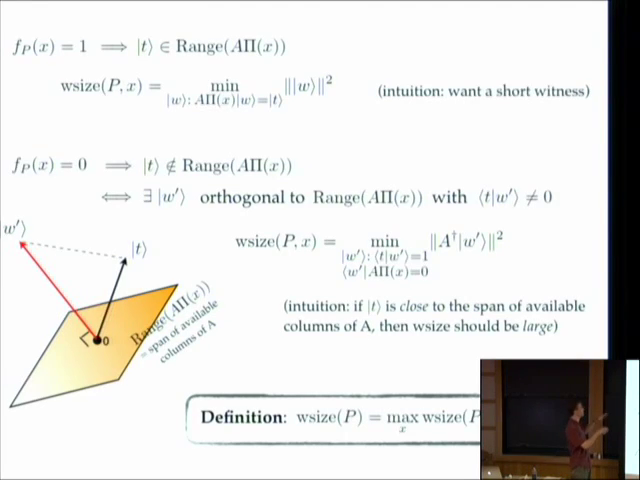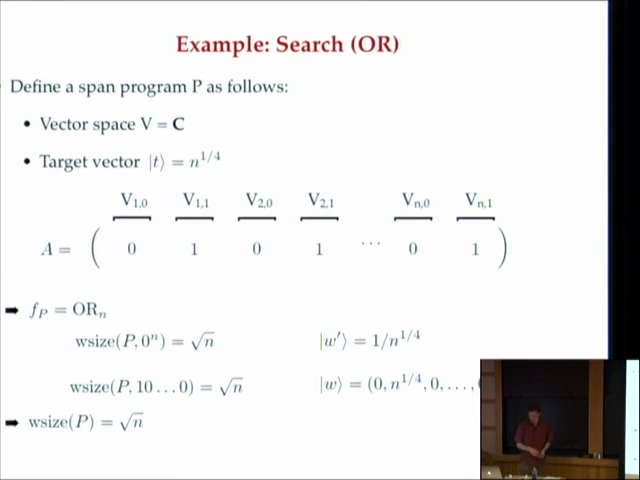So that gives us the witness size for a given span program and a given input. The witness size of a span program is just the worst case over all inputs of those witness sizes. And this thing, it's at least 1, but it could be arbitrarily large. Let me give you an example.